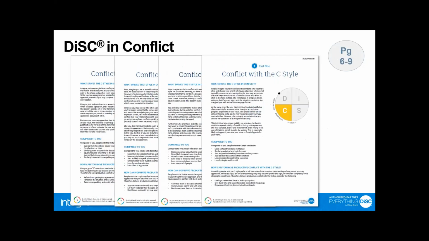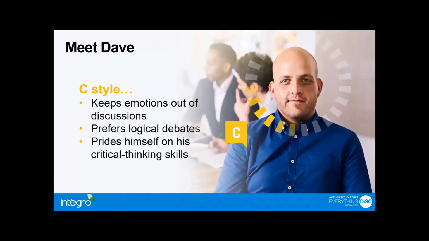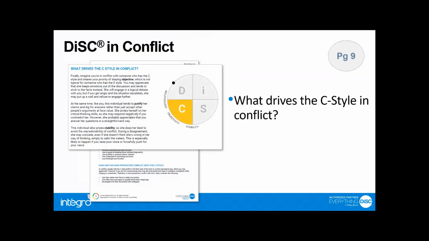Okay, then the next 4 pages look at how you might engage in conflict with each of the 4 styles, all right? And we're going to dive in on the C style, and this is Dave, all right? Now, the C style tends to keep emotions out of discussions, prefer logical debates, and Dave prides himself on his critical thinking skills, his calmness, outward calmness in stressful situations, okay, or conflict situations.